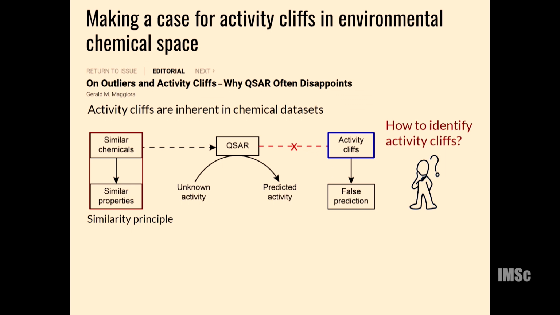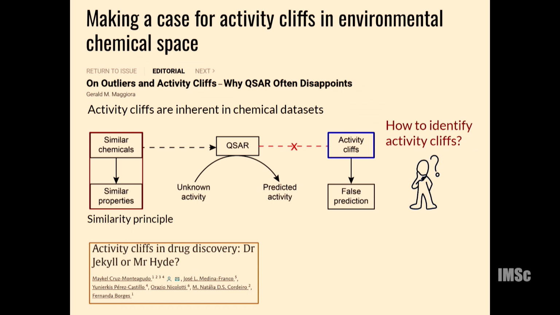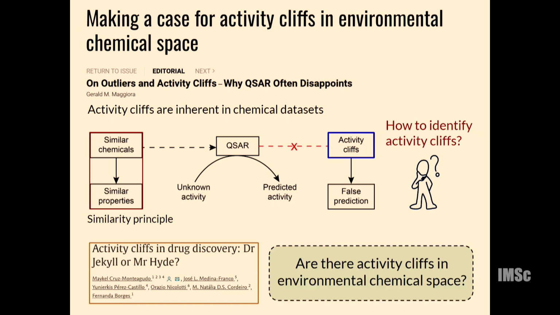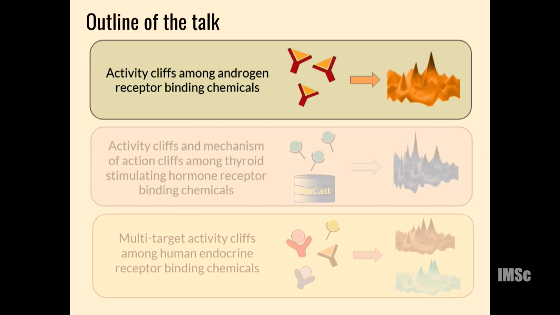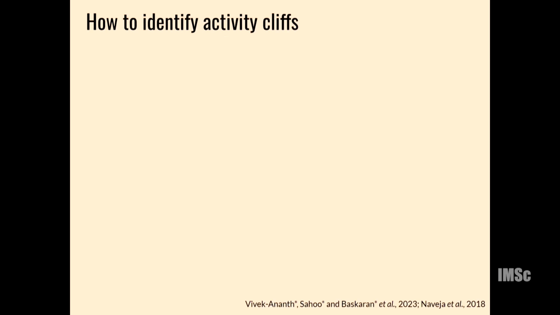Now the question comes, how to identify activity cliffs? This particular answer has been given in chemical space which is relevant for drug discovery research, but then the question comes, how about environmental chemical space? Whether this kind of activity cliffs are being characterized or not. So we are addressing this question: how to identify, characterize and analyze activity cliffs in environmental chemical space. We have done 3 pieces of work, and I'm going to talk about the first part, where we have analyzed and explored the activity cliffs in androgen receptor binding chemicals.